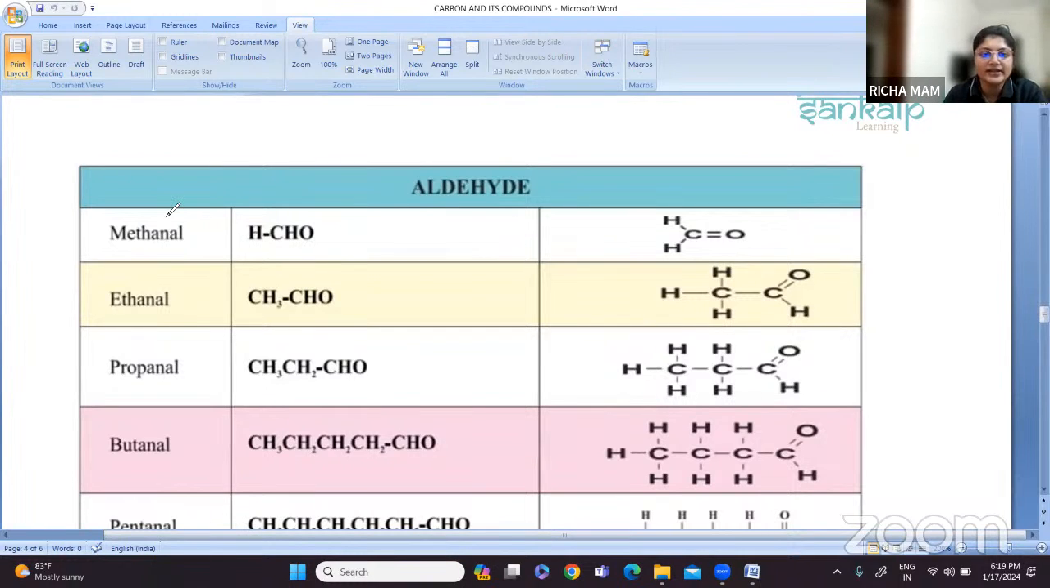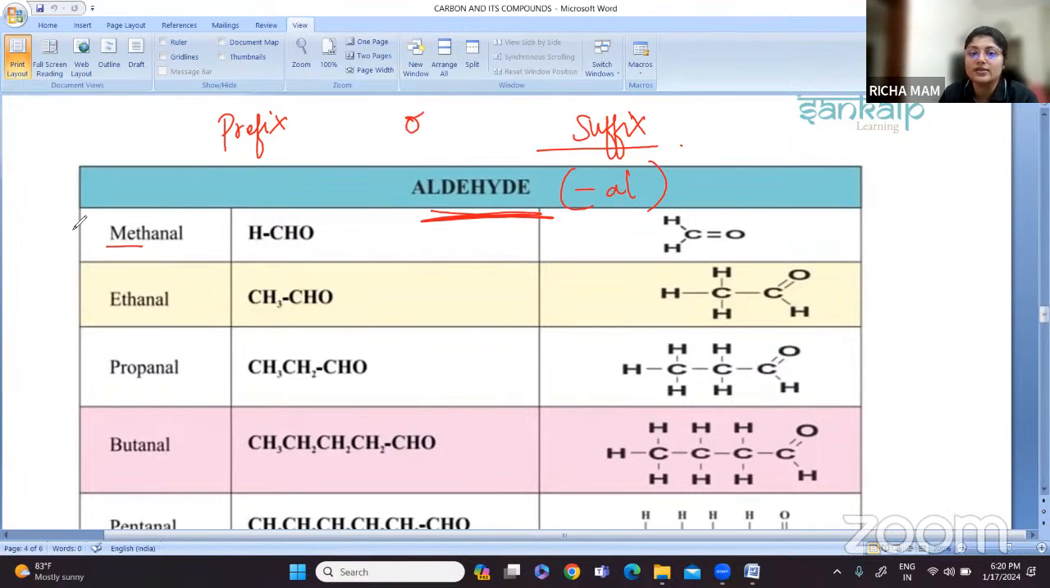So you can see the aldehydic series here. It starts again the same way: first is methane with one carbon, two carbons is ethane, then propane. Whenever you have an aldehyde, the prefix means the word you add before, and the suffix means the word you add after. For the suffix of an aldehyde, we add al, and for alcohol, we add ol. So don't get confused.